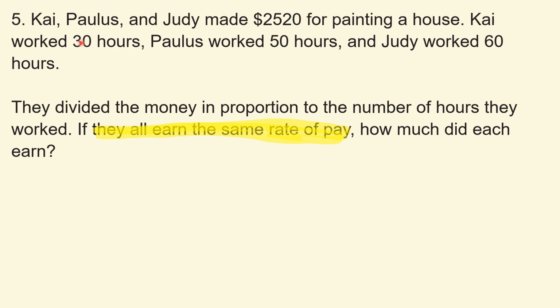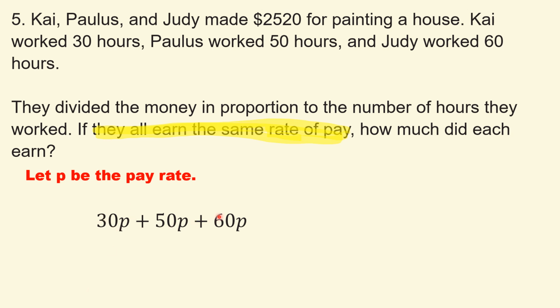Kai worked 30 hours, so 30 times the pay rate, because he gets paid for every hour he works. Paulus worked 50 hours, so that'd be 50 times the pay rate. And Judy worked 60 hours, so 60 times the pay rate. So combine all of that together, and we'll set it equal to what they got paid. In this example, I'm gonna let P be the pay rate. All right, so P is gonna be their hourly rate that they make. Kai worked 30 hours, Paulus worked 50, Judy worked 60, and all together they painted the house.